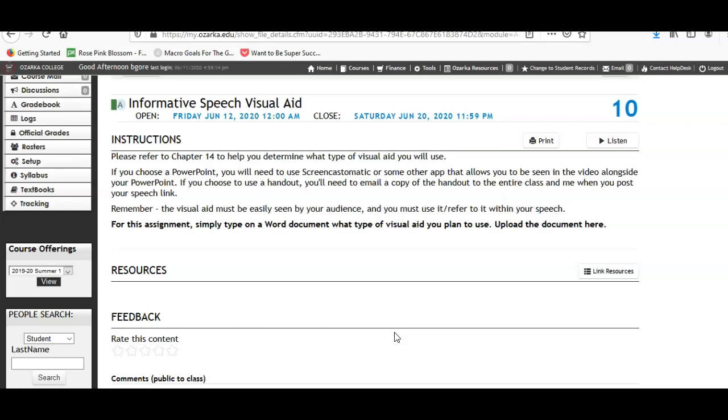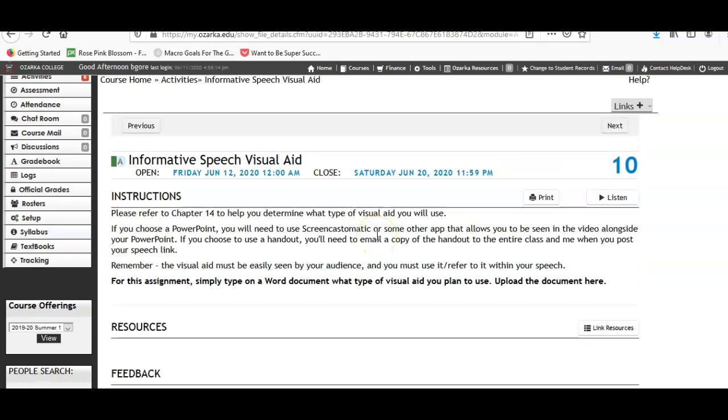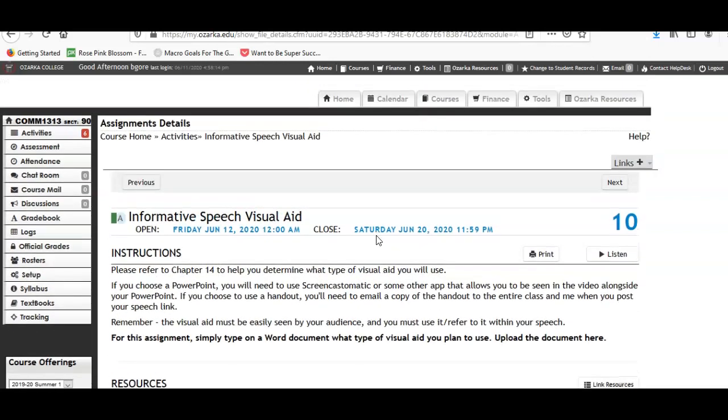If you are going to make a handout, you would email it to your class before, as you go to post your link. You're just going to type one word in a Word document, type the visual aid you plan to use and just upload it here at this assignment link. Okay, so I just need to know. It's just an acknowledgement that you know that there's a visual aid required and that you have a plan.